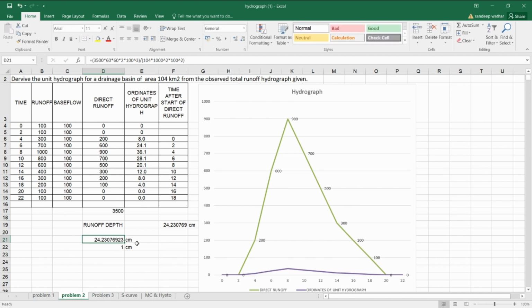So how much is the centimeter of effective rainfall? So it is 24.2307. So this is your effective rainfall.